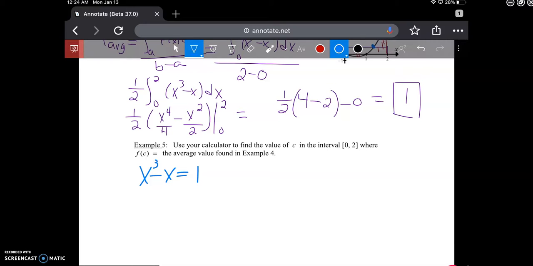The easiest way to do this in the calculator is to figure out where x cubed minus x minus 1 is equal to 0, because those are the same equation. I just subtracted 1 from both sides, and it's easy to find the zeros of a function. So I'm going to get my calculator all set up. Minus 1. We're going to put it in the calculator.